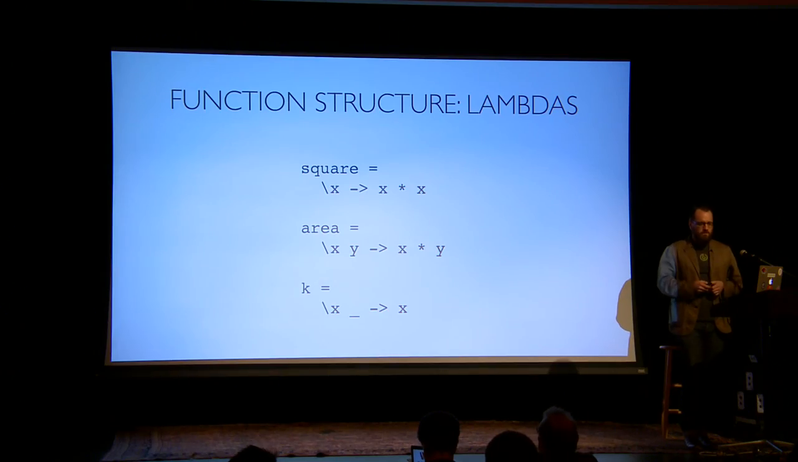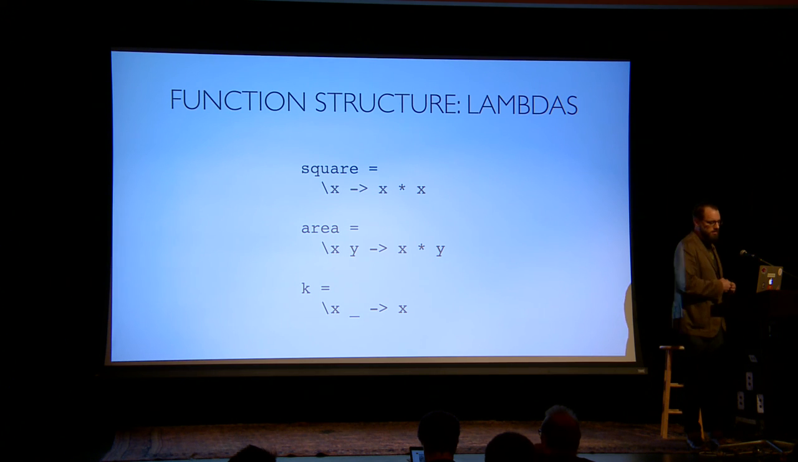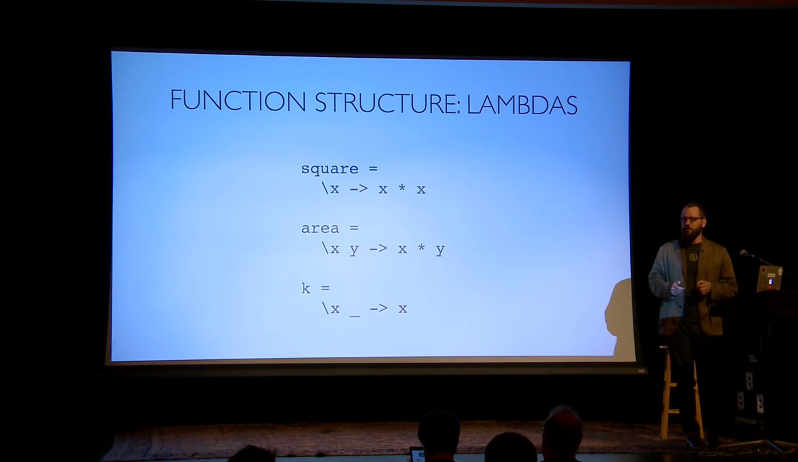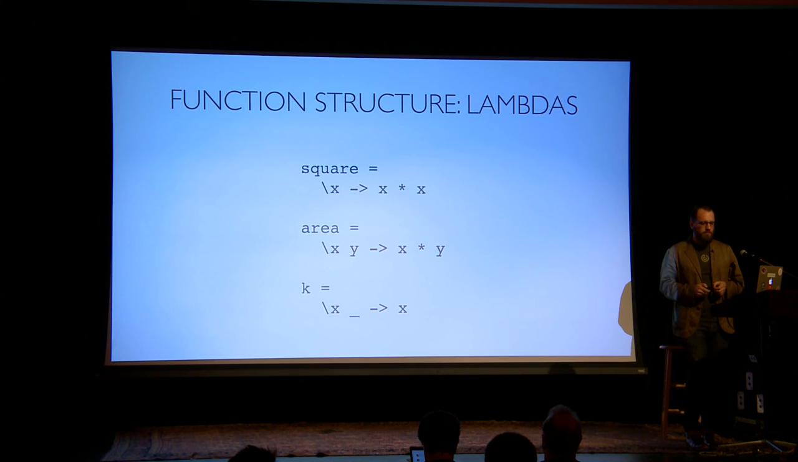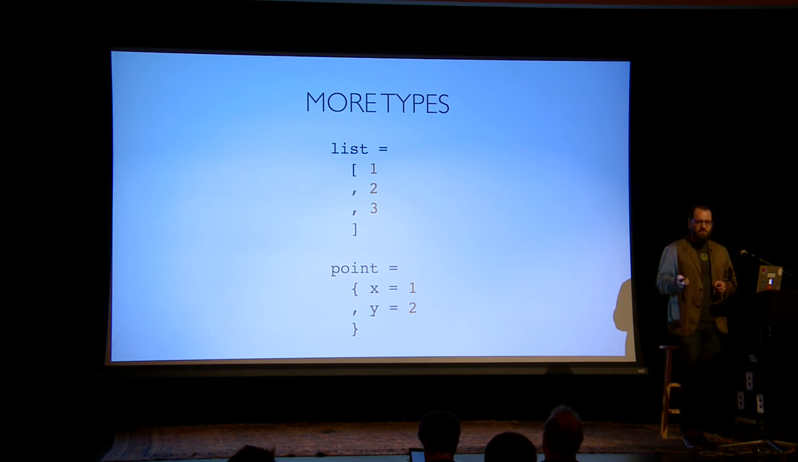We can create lambdas, pretty basic stuff. That last one, I believe that's the K combinator, where it just throws away the right parameter and gives back the first one. So underscores are in functional programming fashion, typically used for unused variables. We've got some more types like lists, and we have a record down on the bottom. There's also a tuple, which is just parentheses and commas in between the elements.